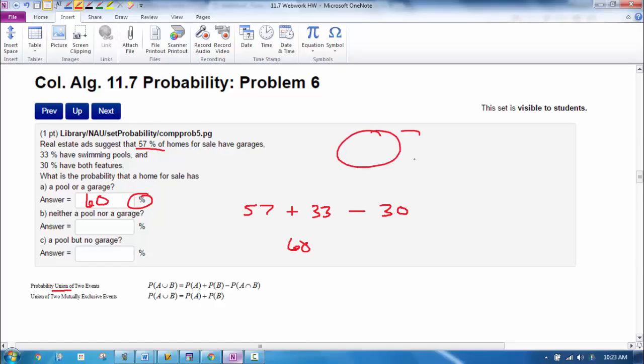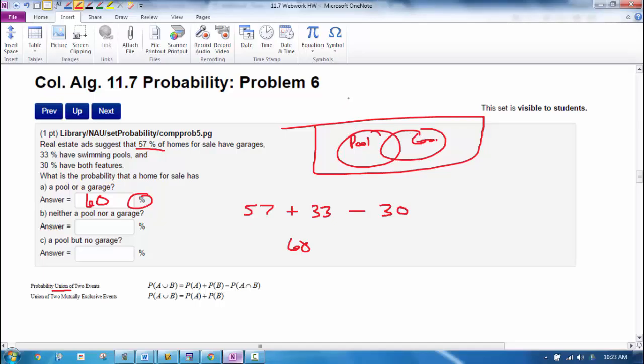And then if you look at a Venn diagram here, you have pool and you have garage, and outside of here would be neither, which is going to be 1 minus the probability of everything in the middle, which is in the circles. So that'd be 40%. You just do 1 minus the probability that they have a pool or a garage.